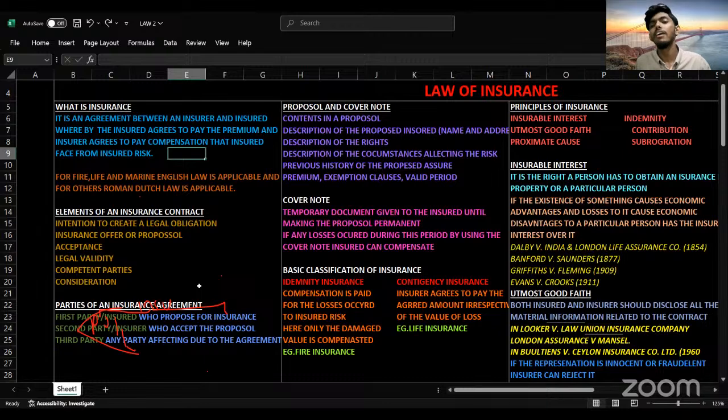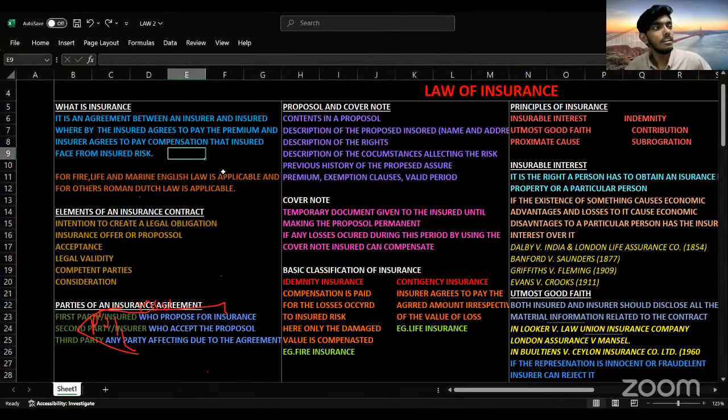Us means we call it the insured or insuree, the first party, with the insurer or insurance company, the second party, whereby we agree to pay the premium. You know what premium is, right? Premium is the amount of money we pay to obtain the insurance policy. An insurance company agrees to pay the compensation. What is compensation? It is the amount given by the insurance company to us to reinstate our damaged property, if it's damaged due to the insured risk.